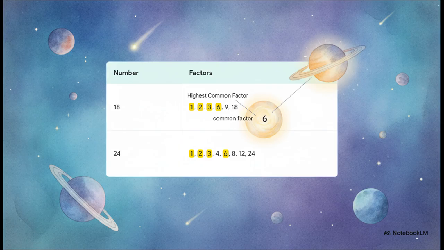This is the first method, listing. If we have the factors of 18 on top and the factors of 24 on the bottom, we can just highlight the ones they share. They both have 1, 2, 3, and 6. Those are the common factors. And since 6 is the largest number they both share, 6 is the highest common factor. It is simple, highly effective, and honestly deeply satisfying to figure out.